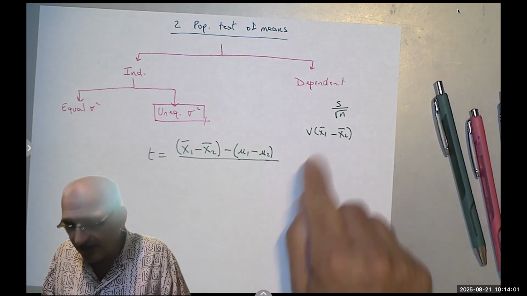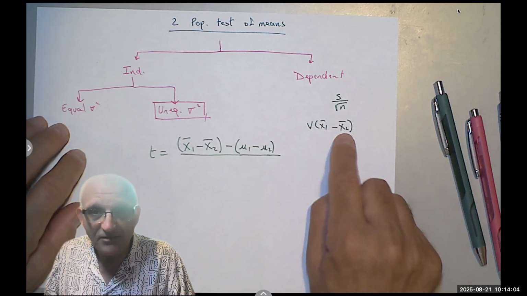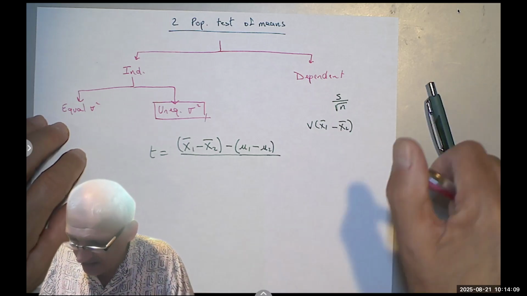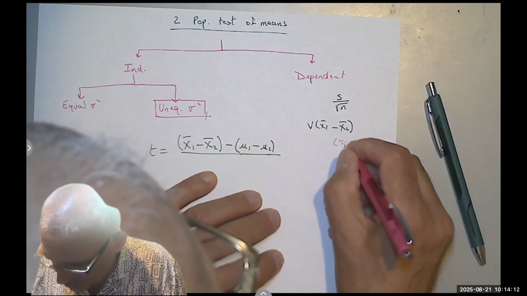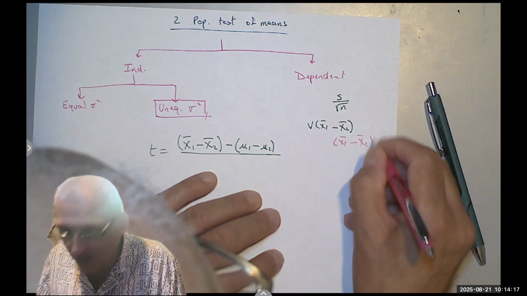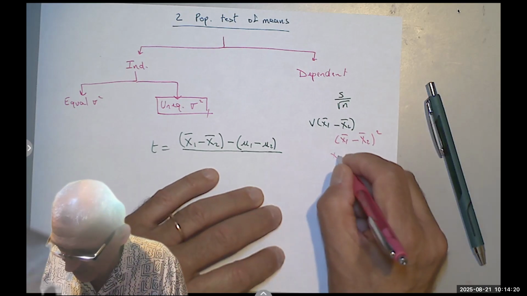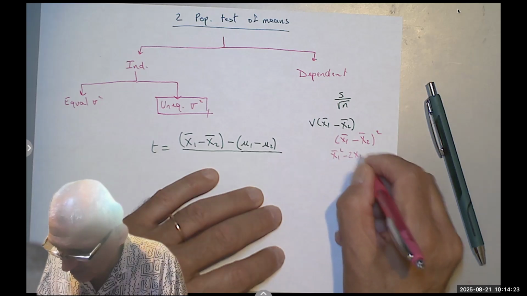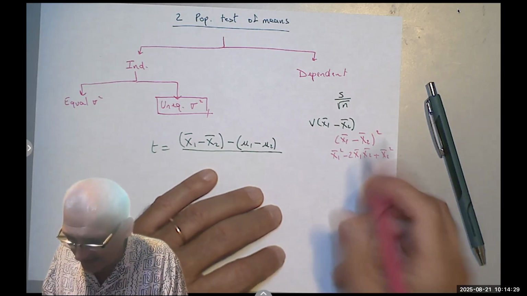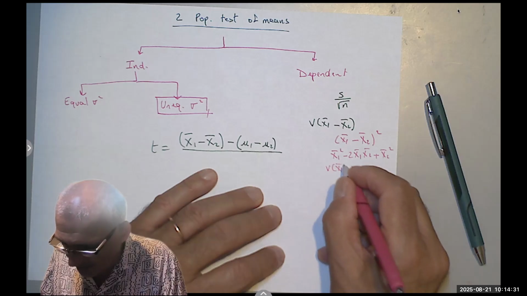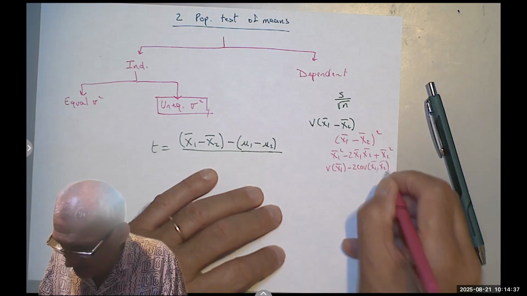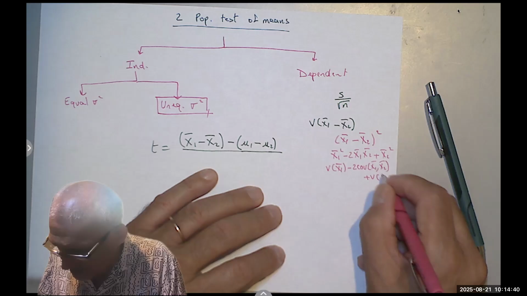Remember when we said you find a combination of random variables, the variance of that combination, you assume you are squaring that expression, x1 bar minus x2 bar quantity squared. And when you square that, you get x1 bar squared minus twice x1 bar x2 bar plus x2 bar squared. I translate that as the variance of x1 bar minus twice the covariance of x1 bar and x2 bar plus the variance of x2 bar.